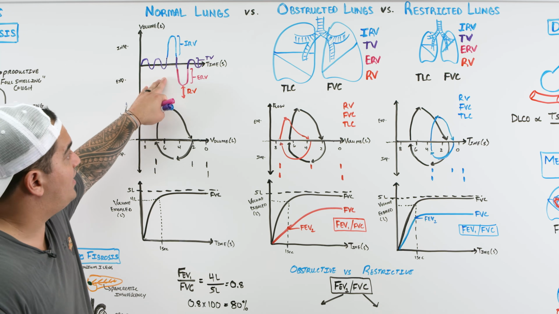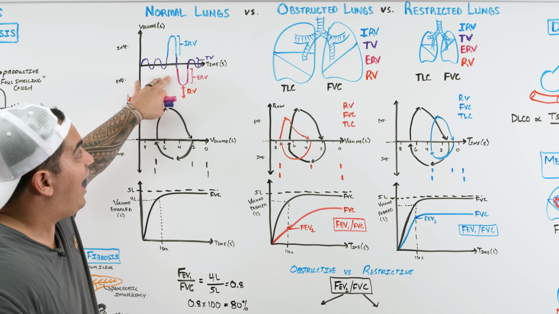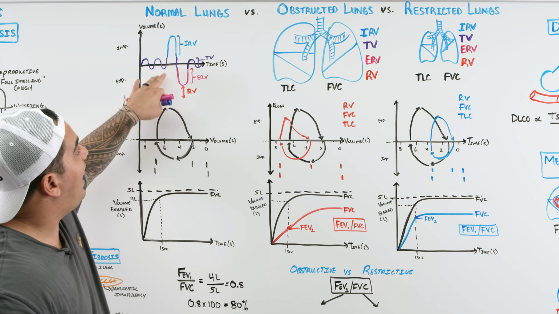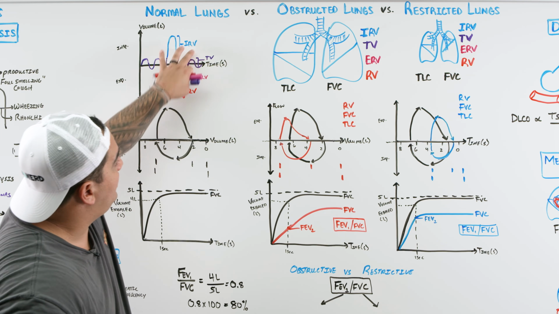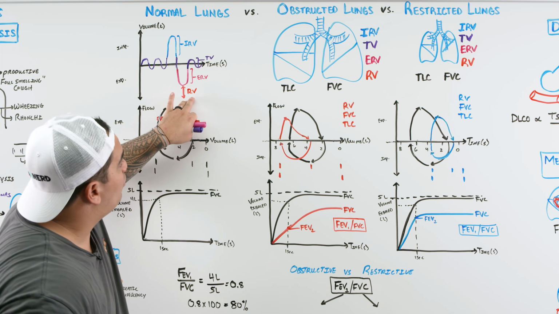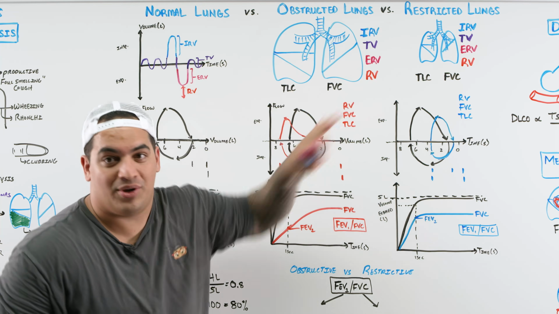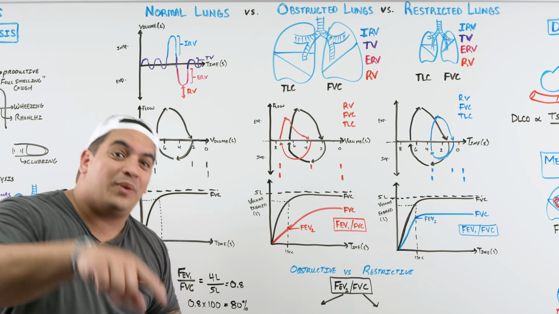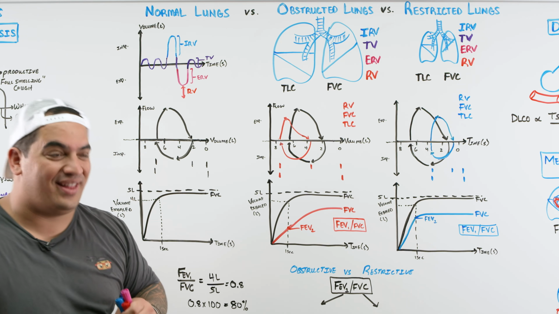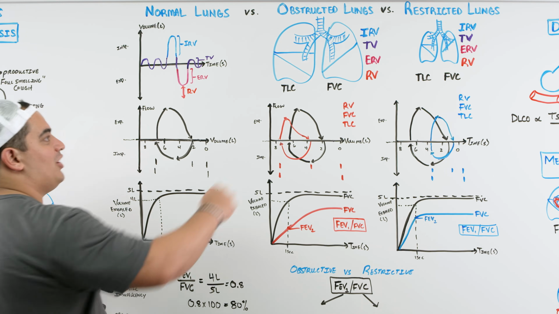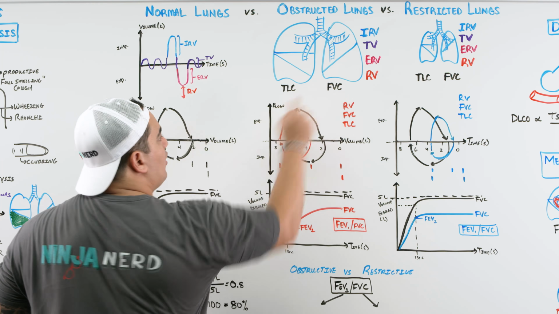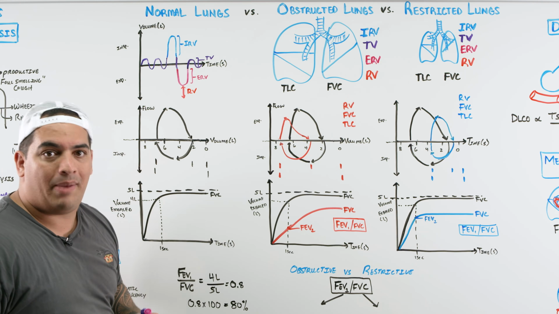What I'm going to do is look at this graph and compare it. What happens to the IRV, the TV, the ERV, and the residual volume in obstructed and restricted lungs? But before we do that, we have to talk about one more thing. There's other terminology you see here called forced vital capacity and total lung capacity.